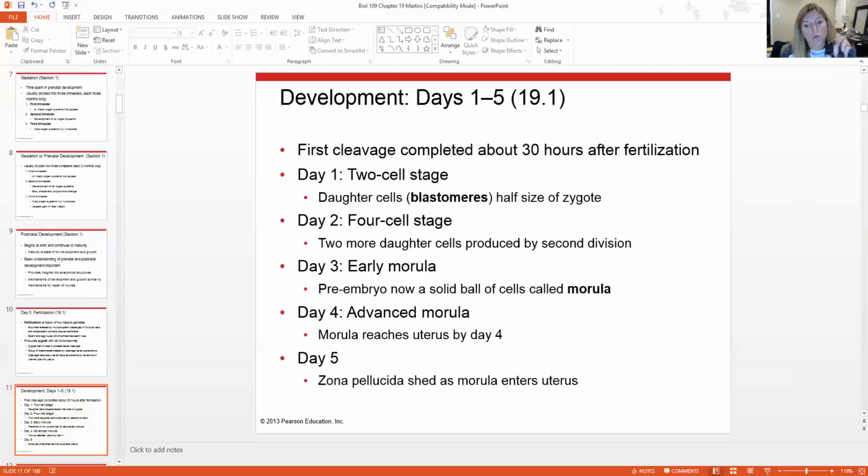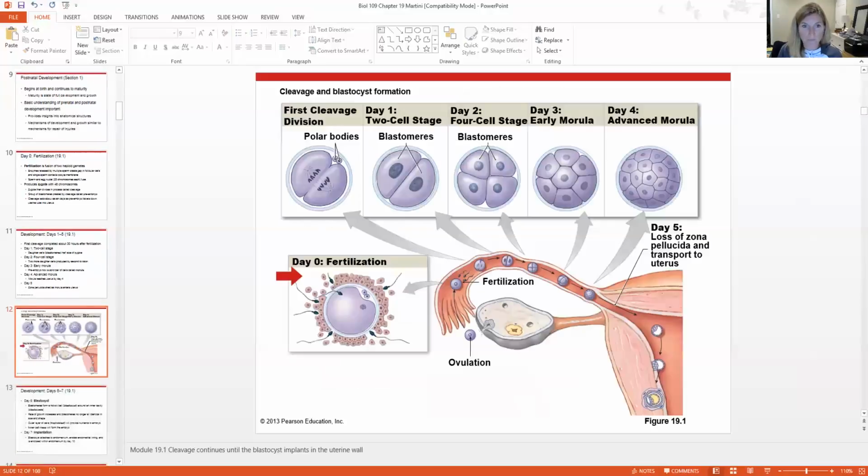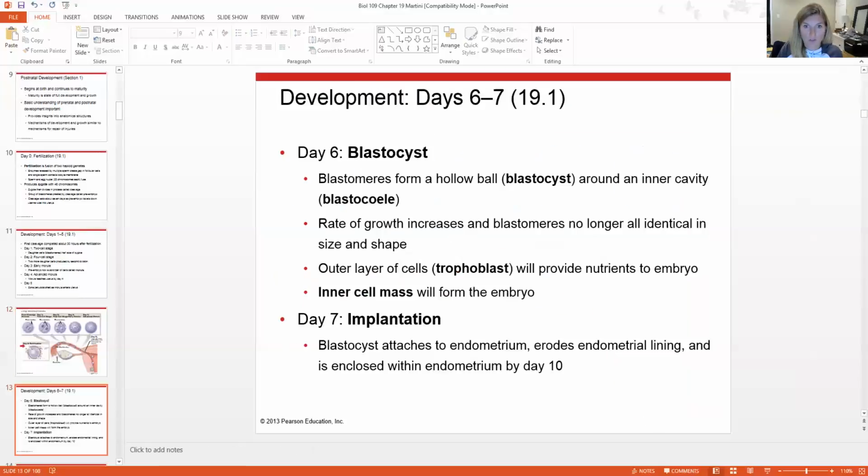Day 5, that zona pellucida is shed, and the morula, which is this little ball of cells which will grow into a baby, goes into the uterus. Typically, at this point, the girl doesn't even know she's pregnant yet. So, first cleavage, or first division, then these 4 blastomeres, then we call it a morula, and then an advanced morula, and that morula sheds that zona pellucida as it enters the uterus.